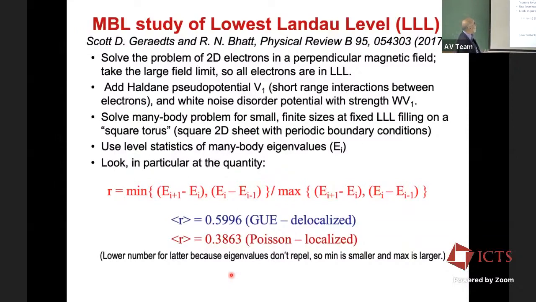And we added a Haldane pseudopotential V1 and a white noise disorder potential, and solved the many-body problem for small finite sizes with square 2D sheets with periodic boundary conditions, that is, the torus geometry, and looked at level statistics of many-body eigenvalues. Okay. And we looked in particular at this ratio, the minimum splitting to the maximum of two consecutive splittings. One expects that for GUE you should get about 0.6, whereas for Poisson it's a little lower, about 0.39. Okay.